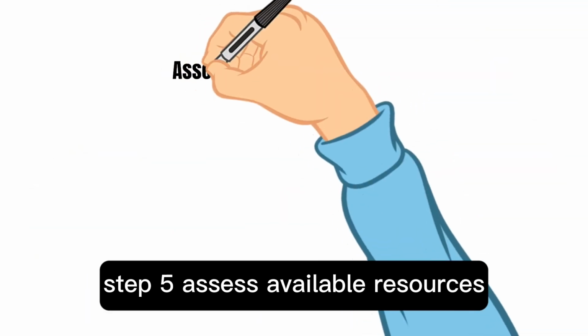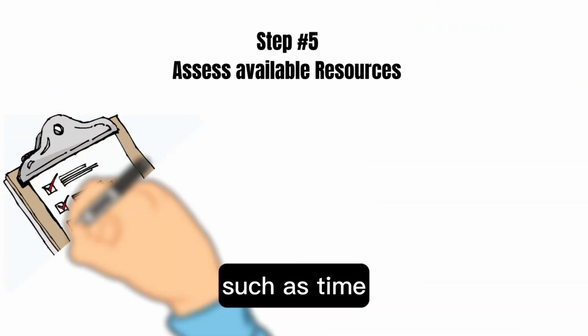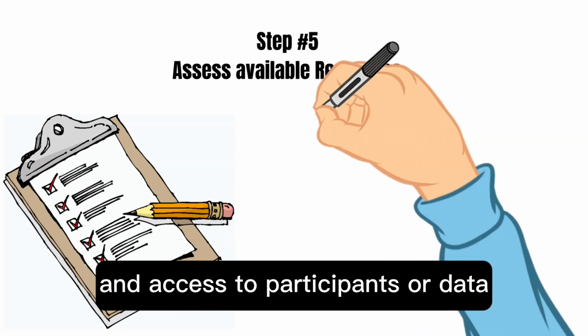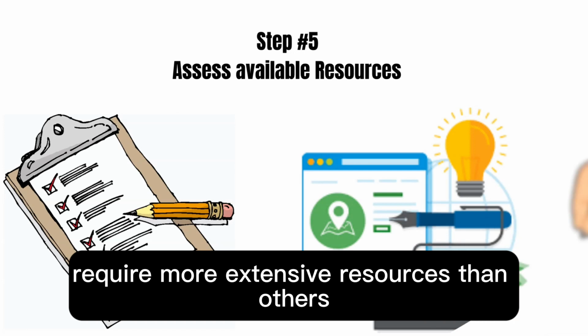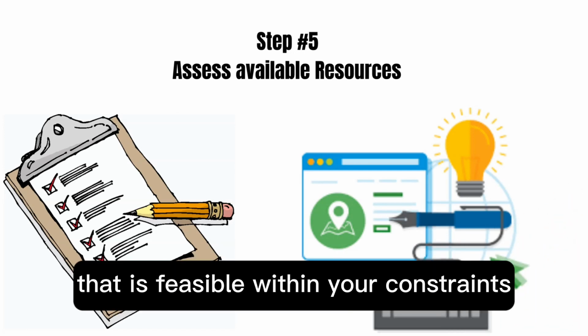Step 5. Assess available resources. Consider the resources at your disposal, such as time, budget, equipment, and access to participants or data. Some research methodologies require more extensive resources than others. Make sure you choose a methodology that is feasible within your constraints.